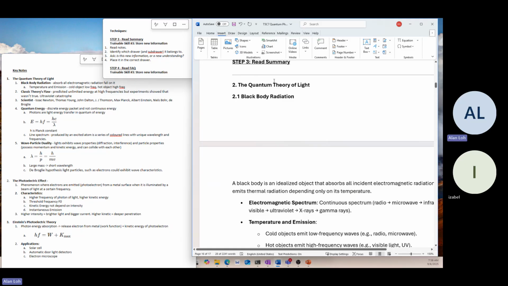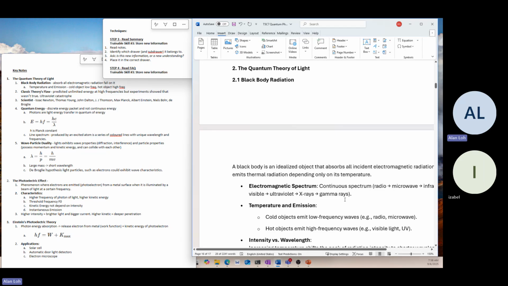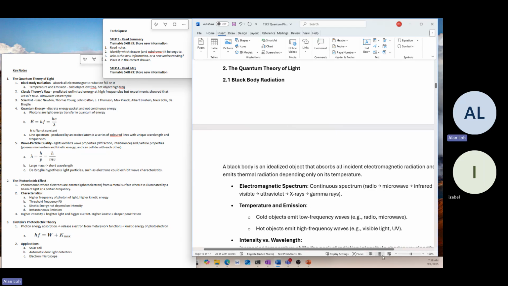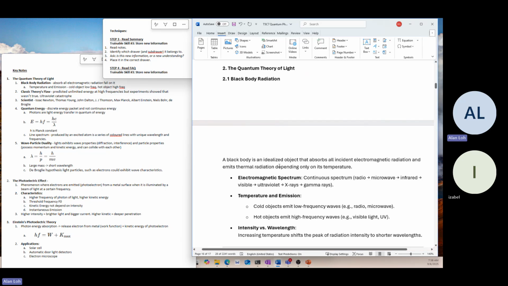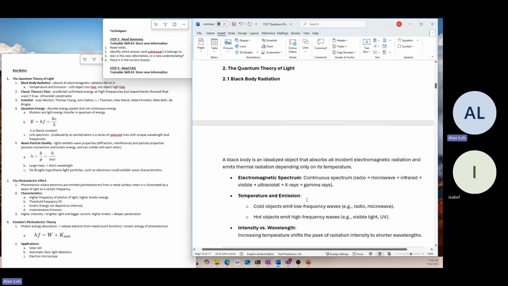Read summary. We'll be reading this. The quantum theory of light, black body radiations. Then you'll be reading this. The black body is an idealized object that absorbs all... wait, let me zoom out. Okay, an idealized object that absorbs all incident electromagnetic radiations and emits thermal radiation depending on its temperature. Then you have all this information. While you are reading this, you need to intentionally link this to the drawers, right?